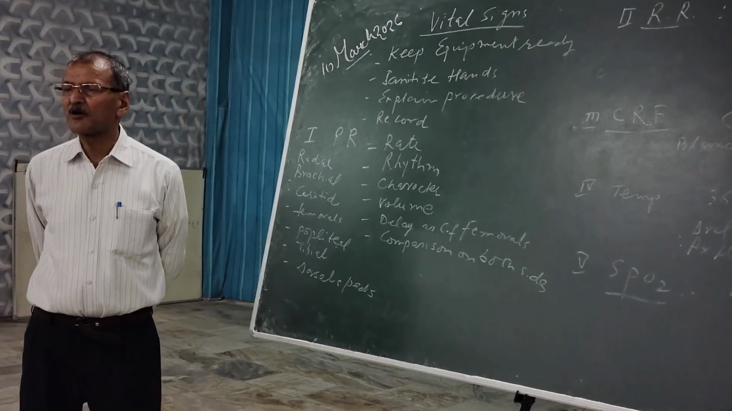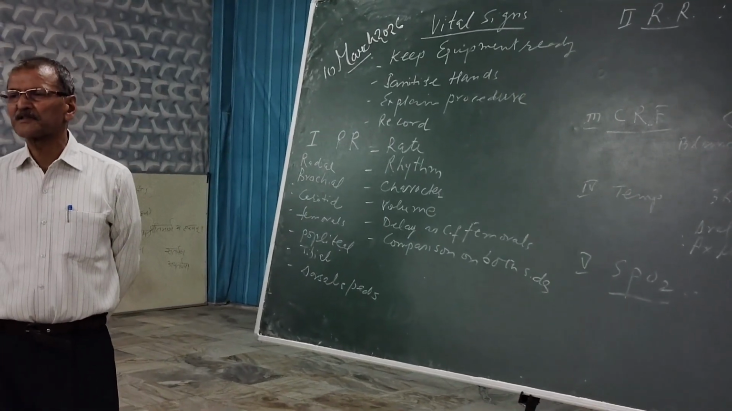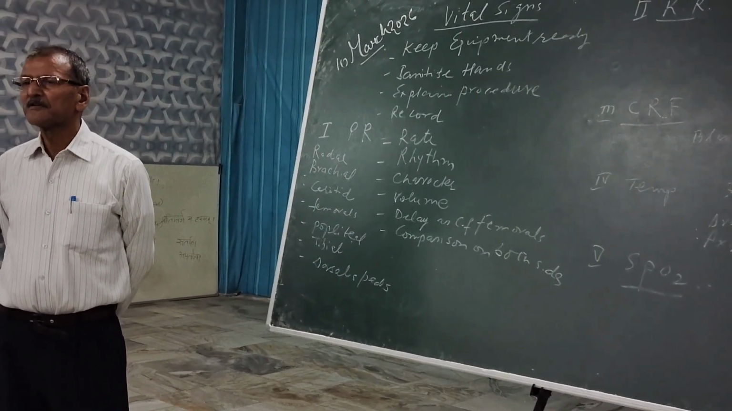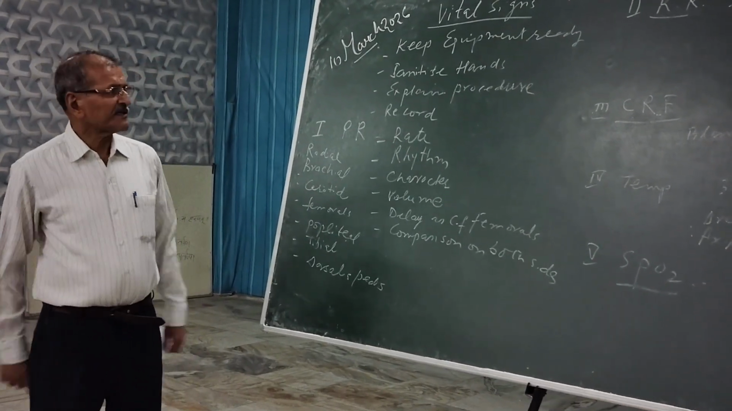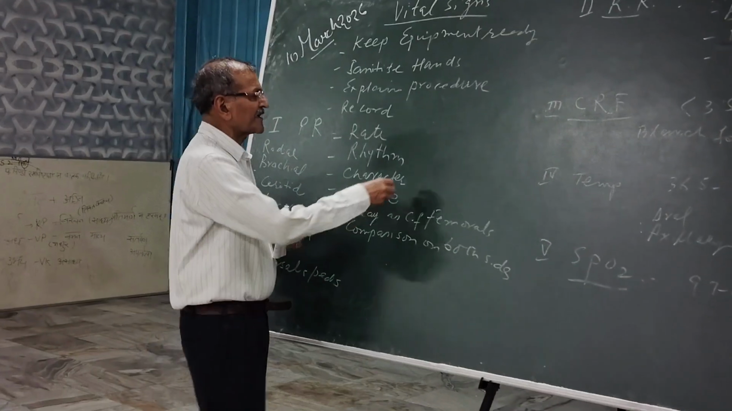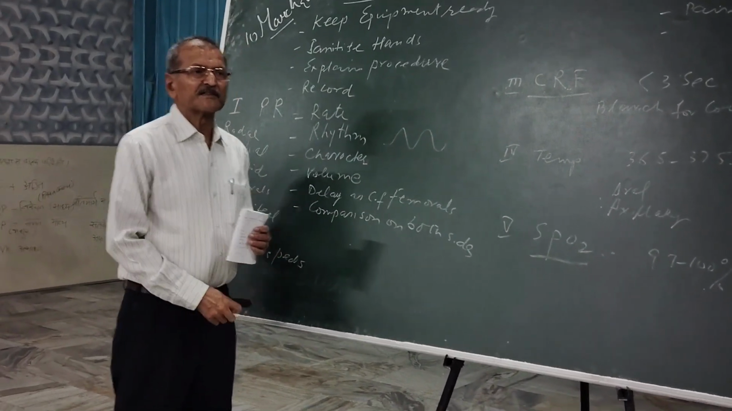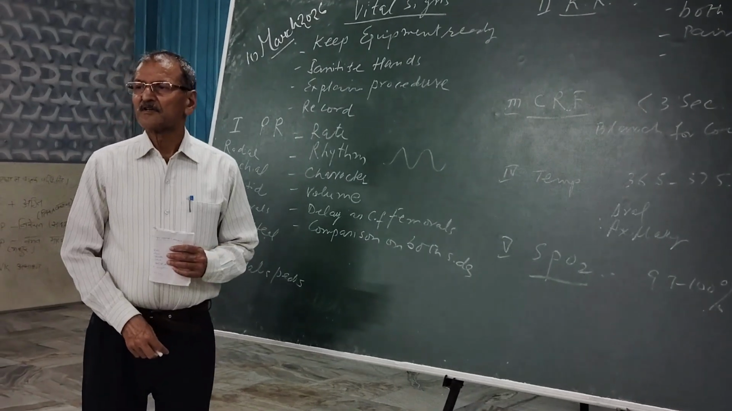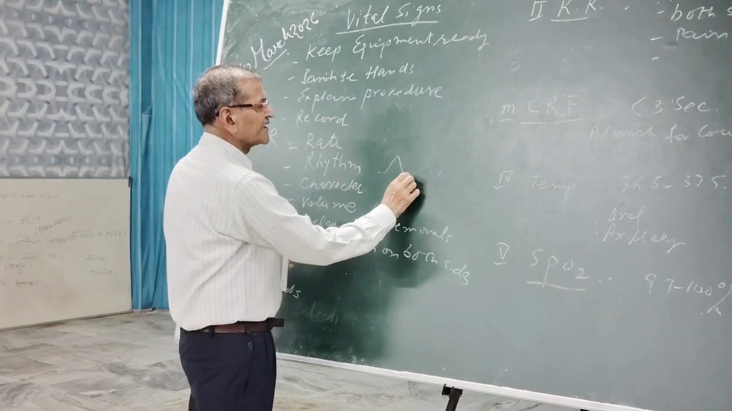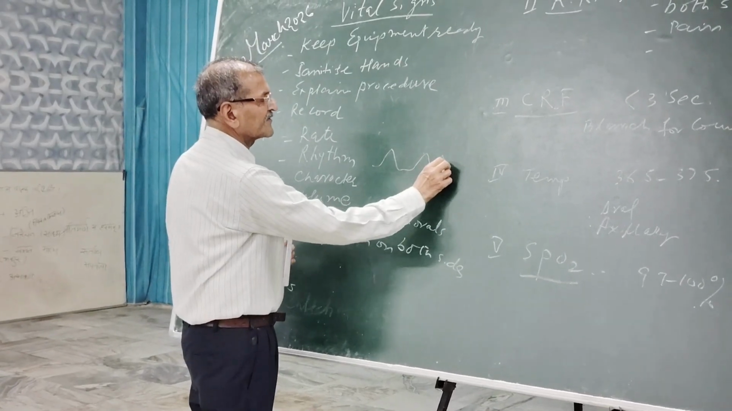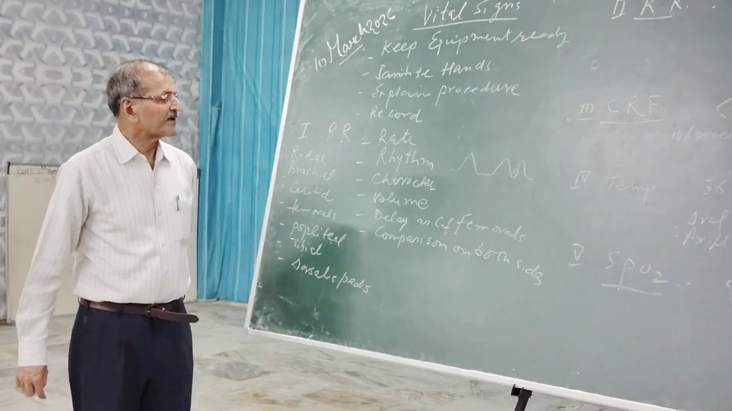Rate, you understand, you will count it for 1 minute, or you can count for half minute, 30 seconds, and then you can multiply by 2. Rhythm means whether the pulse is coming at a regular interval or not. If it is coming at like this, the rhythm is normal. Or if it is coming and then there is a gap, again an irregular pattern, then the rhythm is not regular.